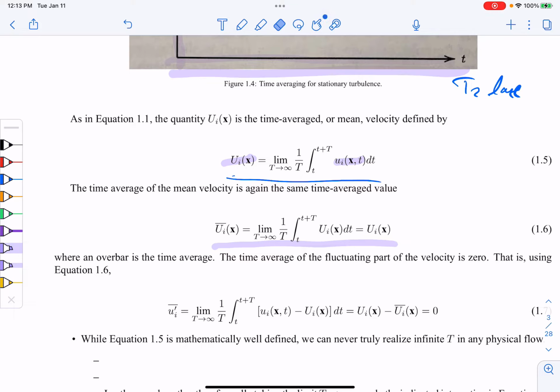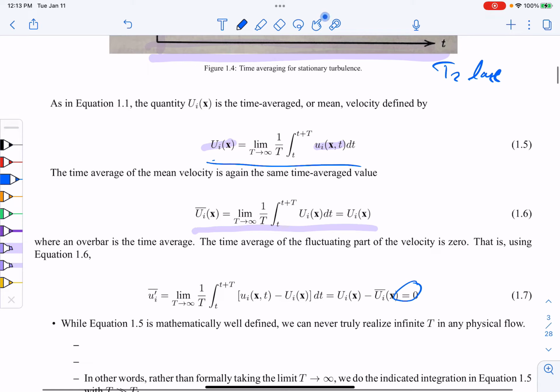So say I'm in the lab and I take a turbulence measurement of the velocity. It's stationary, and I've taken a long time average and found the mean. If I then subtract the mean from the velocity and take the average of the fluctuating quantity, it should be zero by definition. And that's what you see right here on the right-hand side of 1.7.